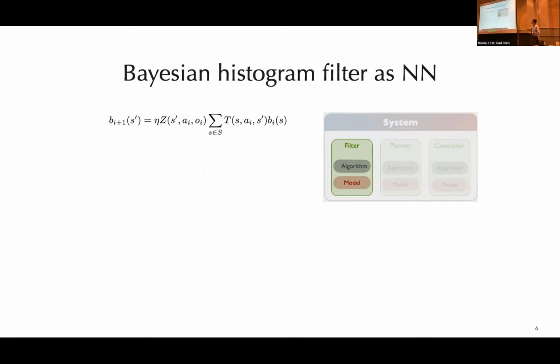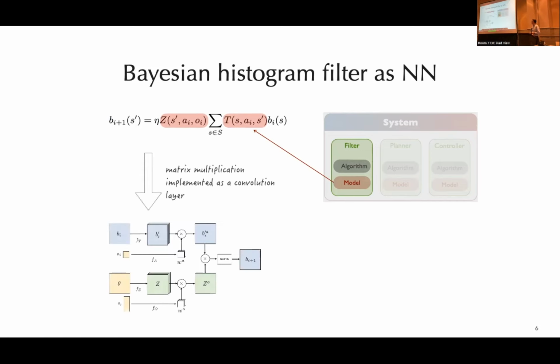Now, if you look at this, the model parameters are the state transition model and the observation models, right? And the Bayesian histogram filter is just a bunch of linear operations, basically matrix multiplications multiplied together, right? So that B over there is just a vector that encodes the probability distribution over the state space. Now, we know that matrix operations can be encoded as a convolution layer in the neural network, right? That's how we encoded the Bayesian histogram filter into it.